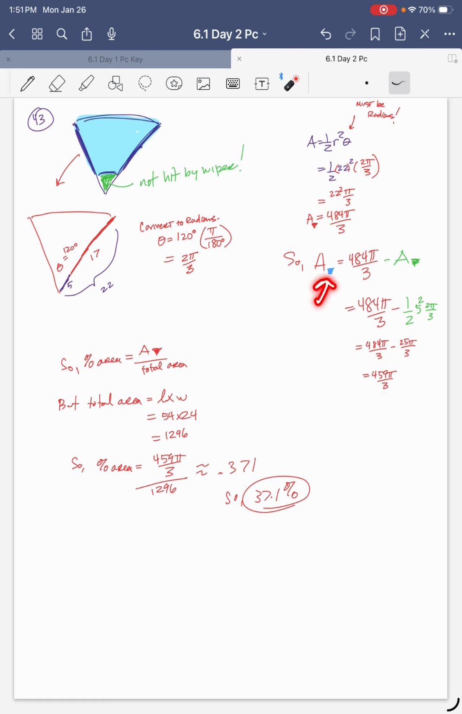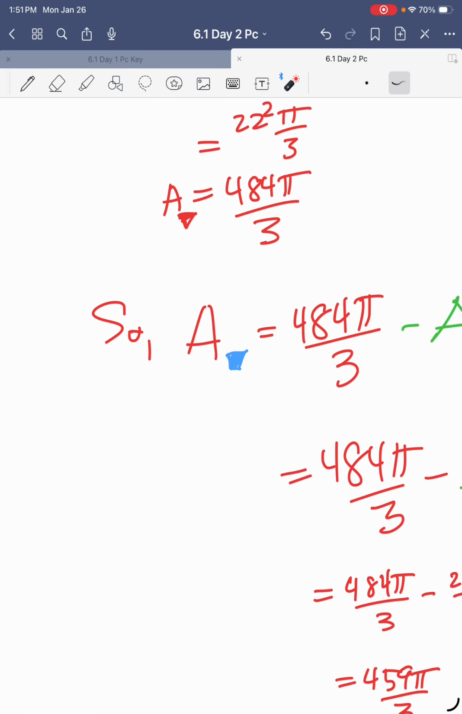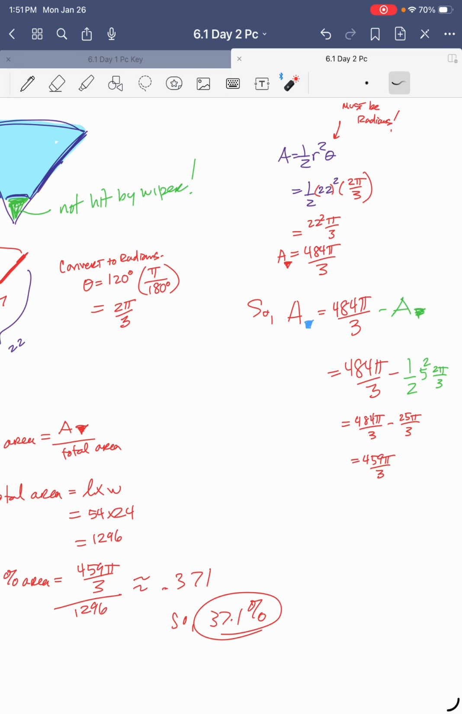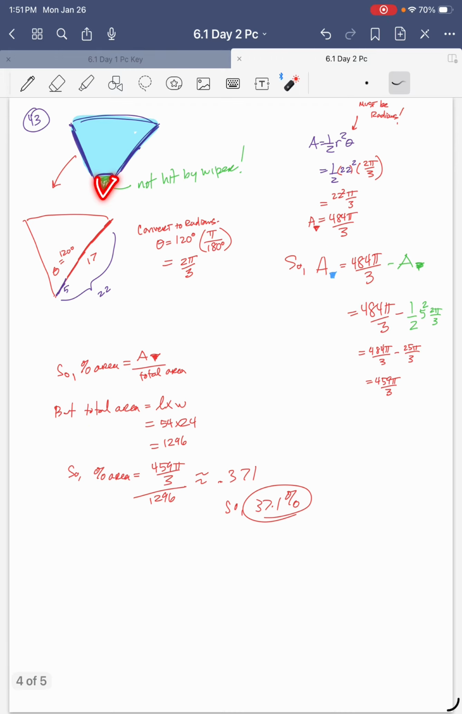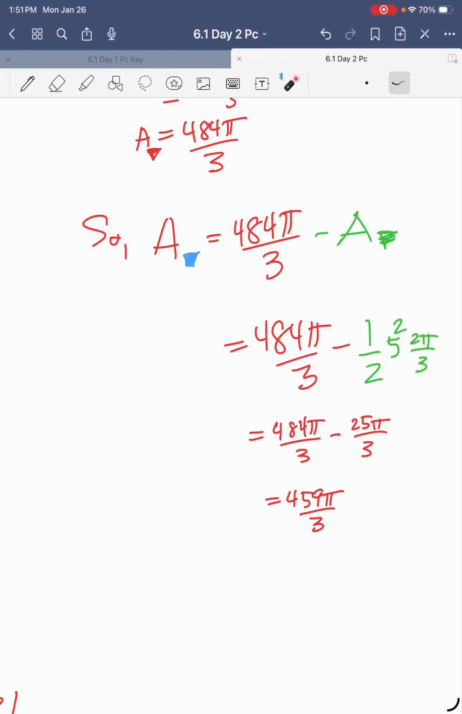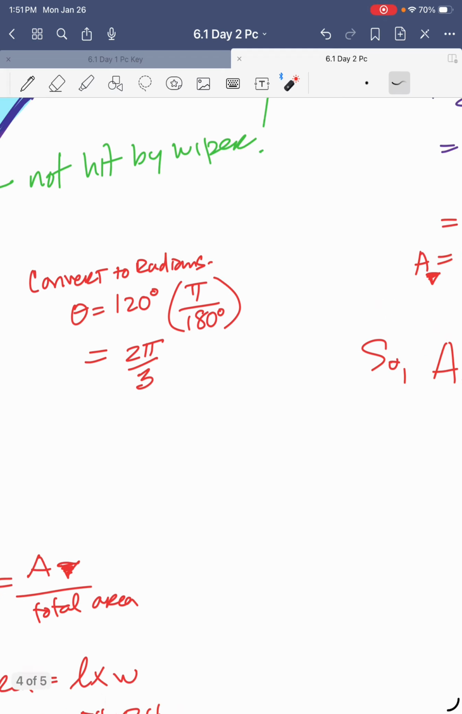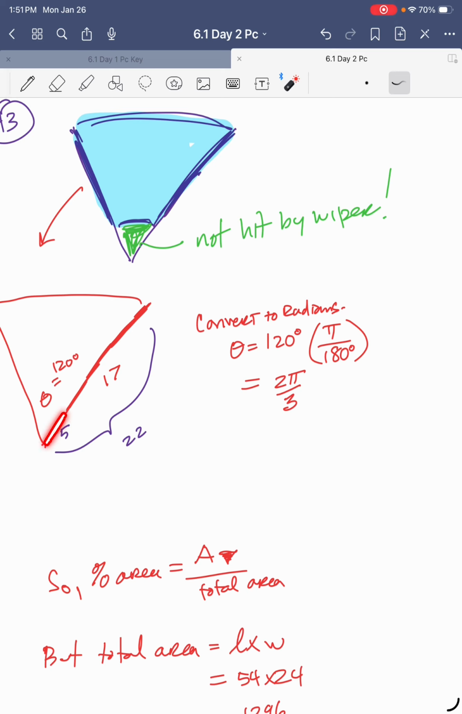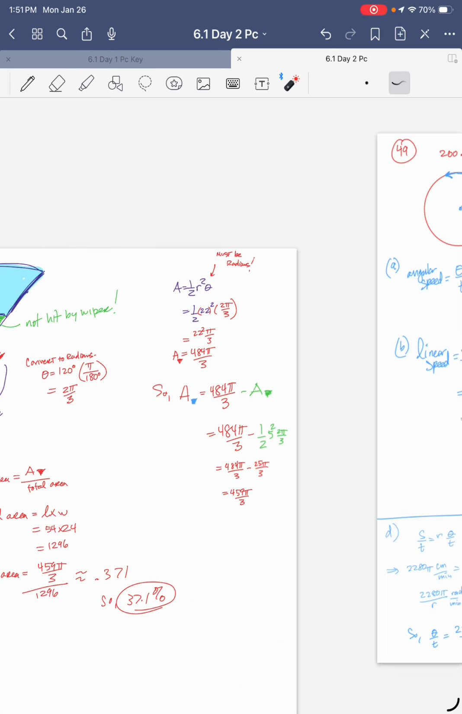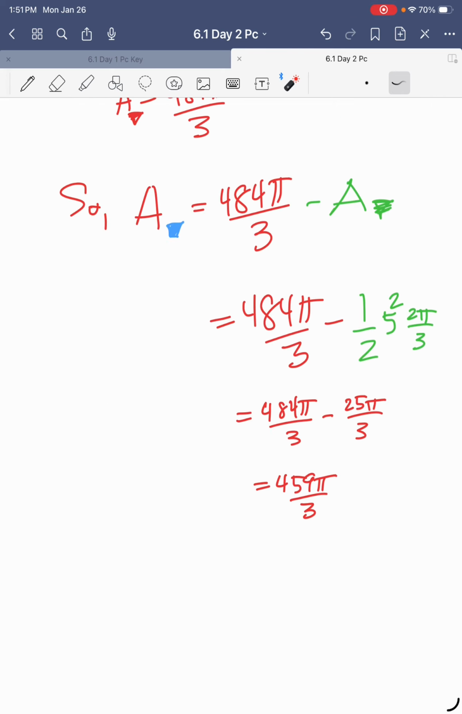Well, if I want the area just that the wiper has cut out, and notice the little symbol I give it, one of these Deweys. It's got the bottom cut out. It's the area of the whole thing minus the area of the bottom, minus this little green Dewey down here. But the green Dewey down there is 1/2 its radius squared times 2 pi over 3, because this one is just 5 long, and it cuts through the same angle of 2 pi over 3, its area is 1/2 r squared, 5 squared, times 2 pi over 3.